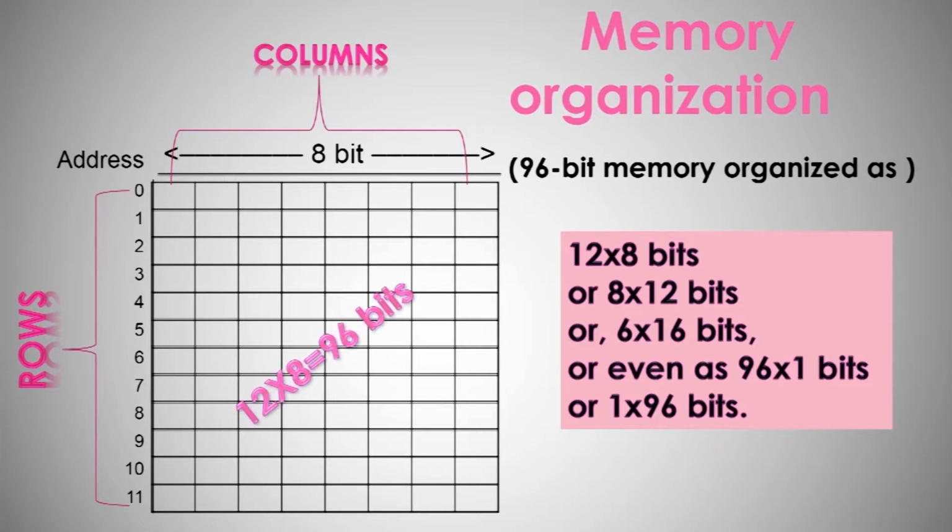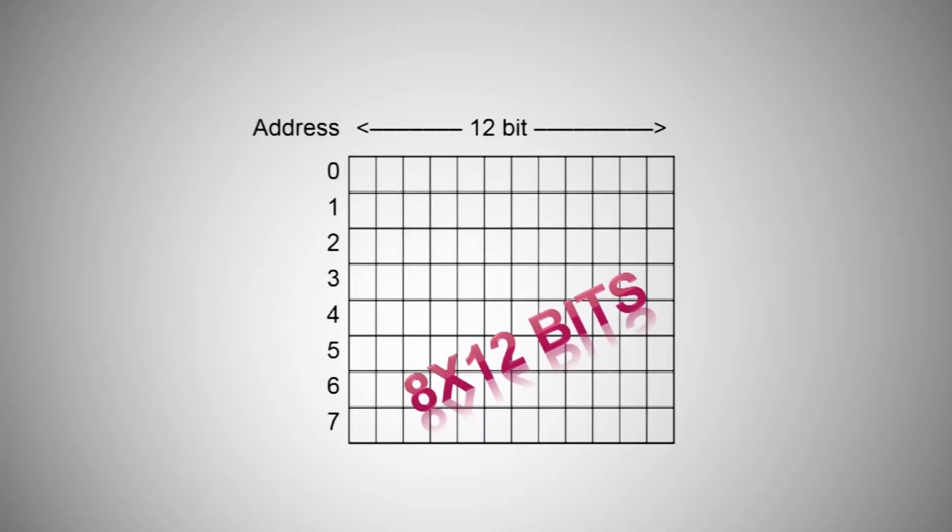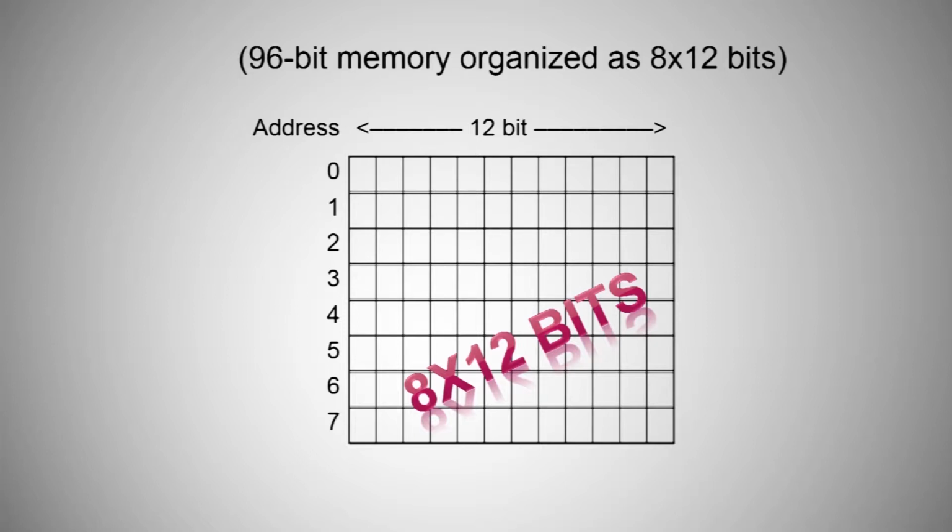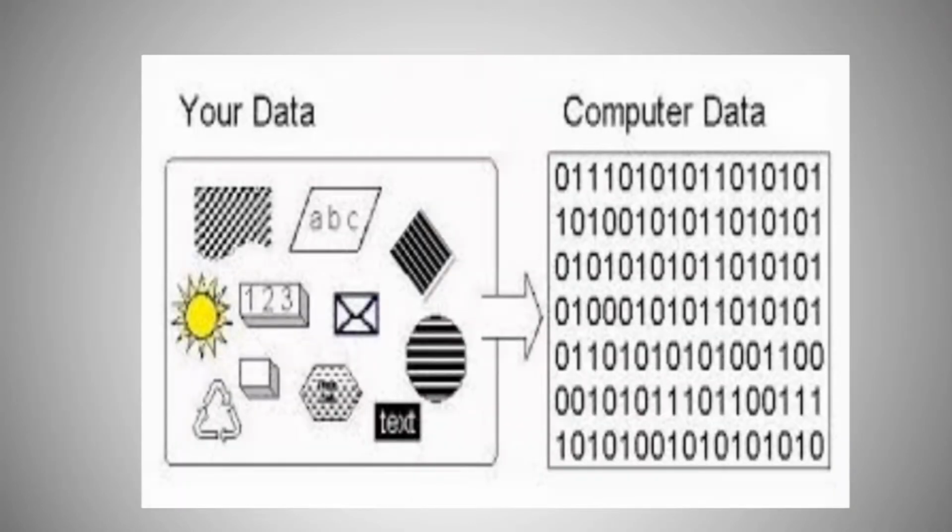Next, take an example of the 8 by 12 bits organization, in which 8 rows and 12 columns are used to represent a 96-bit memory area. Now a question arises in your mind: what is a bit? As we represent our data in the form of things and symbols, similarly a computer represents its data in the form of zeros and ones, as we have already discussed. So this 0 or 1 is known as a bit.